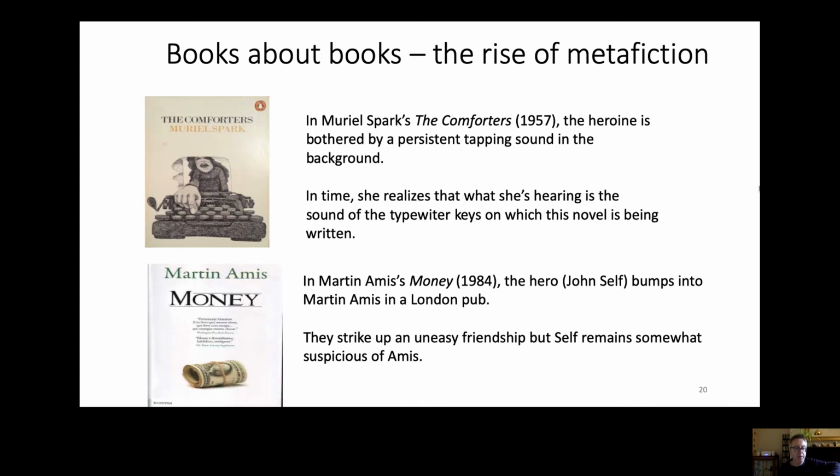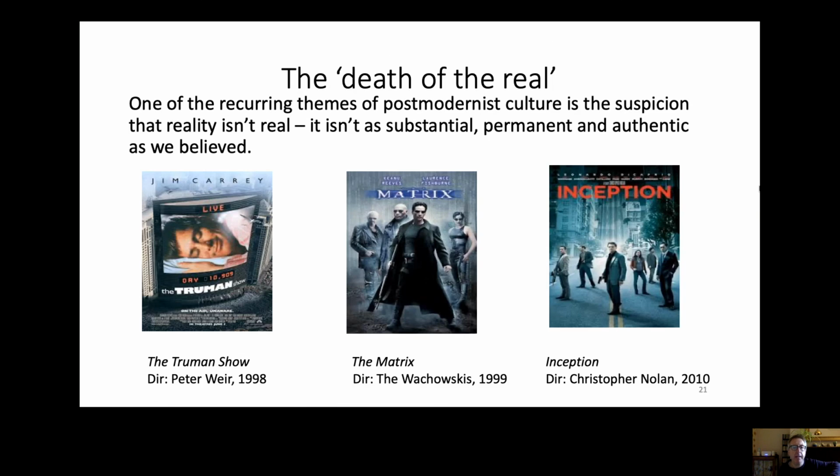So I've mentioned that sense of paranoia, that almost systematic suspicion of the world around you as something that can be very prevalent in postmodern writing. And this brings me to my final key technique, which I want to talk about, which is the idea of the death of the real. And I'm going to illustrate this using movies rather than literature.